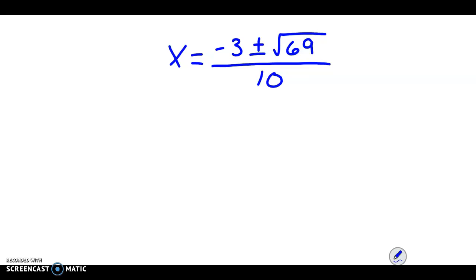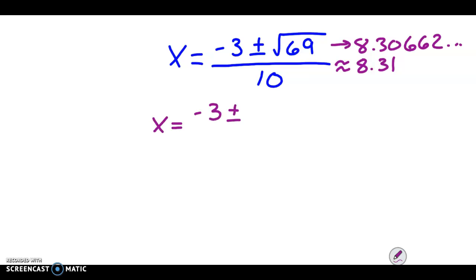So when I take the square root of 69 here on my calculator, what I'm going to be ending up with is, whoops, I did that wrong. Okay, it's going to be 8.30662 and on and on and on. Okay, so when we round that to the nearest hundredth, I'm going to end up with 8.31. Okay, approximately. That's what that squiggly equal sign looks like, or that's what it means. So what I've got right now is x equals -3 plus and minus 8.31 all over 10.